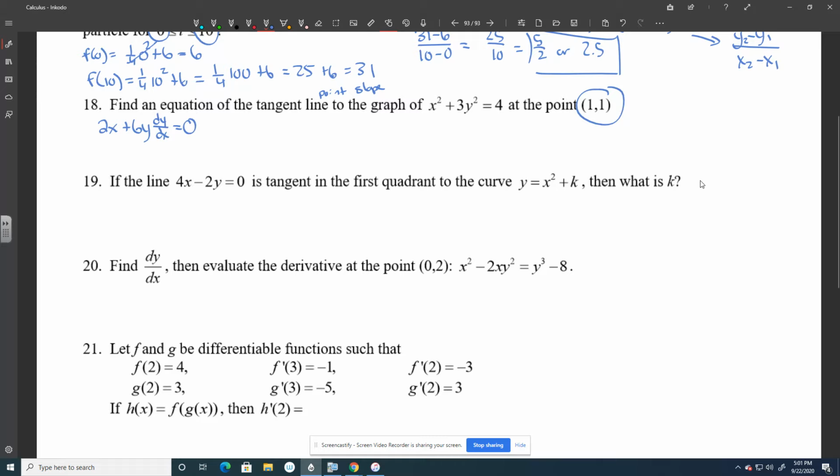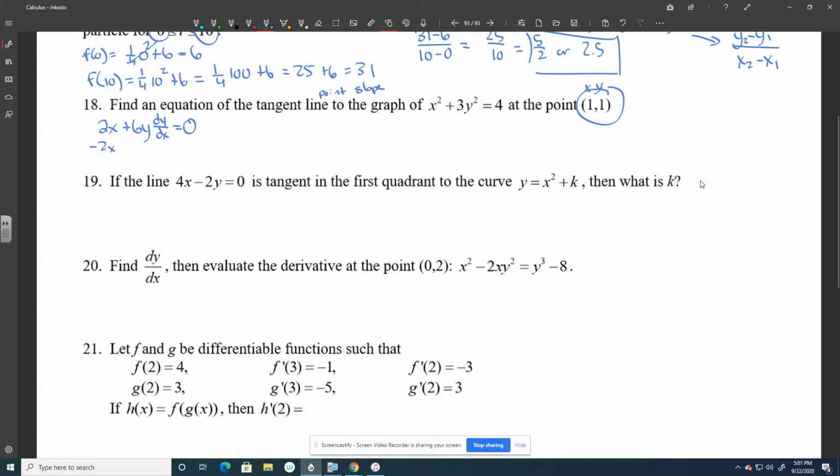So now I'm trying to get, well, I guess at this point I have a few options. I'm trying to get dy/dx by itself. But I know that my x and my y are 1 and 1. So I can either plug those in right now, or I can get dy/dx by itself and then plug in the 1 and the 1. While I'm already working with the equation, I'm just going to keep going.